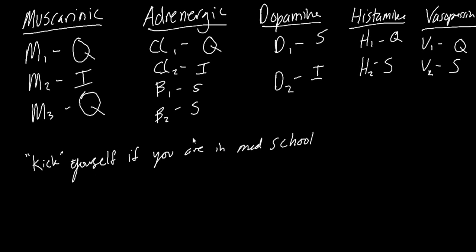You're going to kick yourself if you are in medical school. Now, why do I say medical school? Because first-year medical students are called M1 students. Second-year students are called M2s. Third years are M3s, and fourth years are M4s. So if you're a first-year, second-year, or third-year medical student, you're going to kick yourself. QIQ, kick. Kind of sounds like QIQ, kick. You're going to want to kick yourself. So we just knocked off muscarinic.